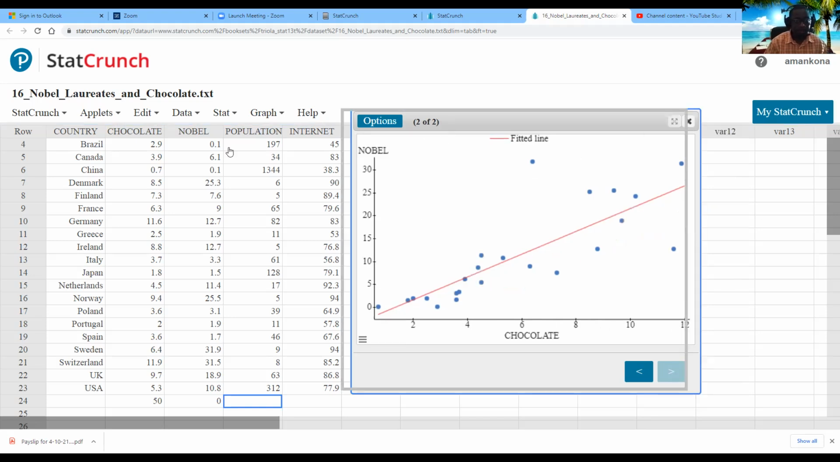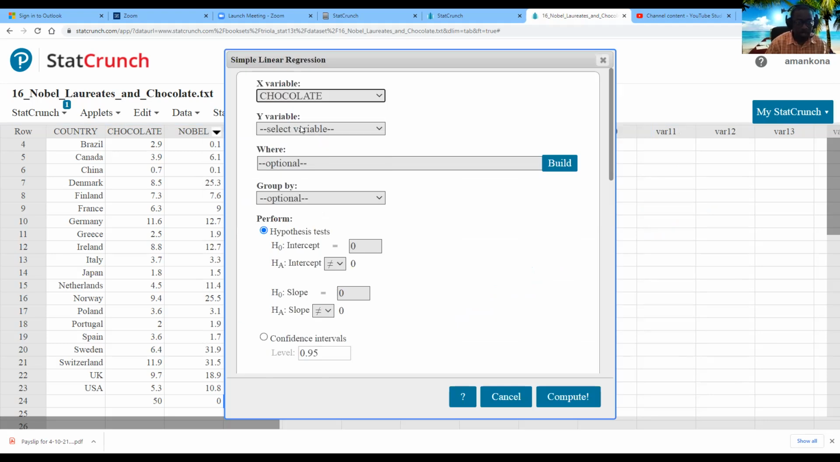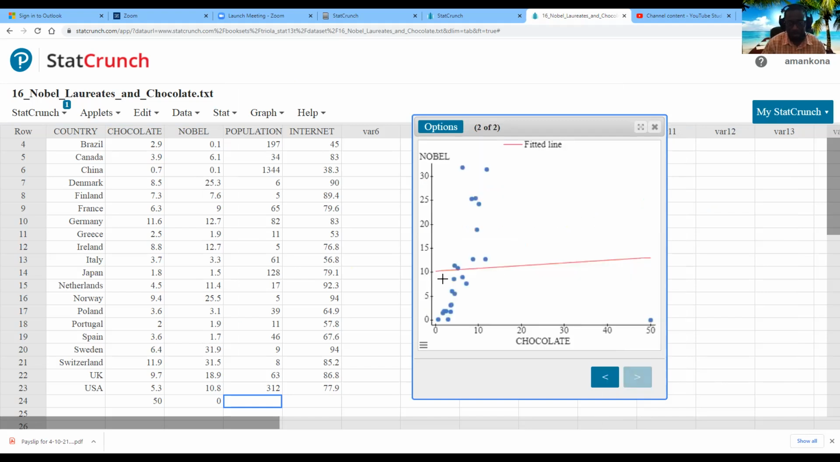So let's close this, and go to the process again. Stats, Regression, Simple Linear. And then I select my x, and my y is Nobel, and then Compute. Now look at it. Look at the regression equation. Look at the correlation coefficient now, which is 0.0553. But without that influential point, it was 0.801. Now look at the scatter plot. Can you imagine that? Look at the point that we are talking about, the influential point. So see how it has affected what? The regression.